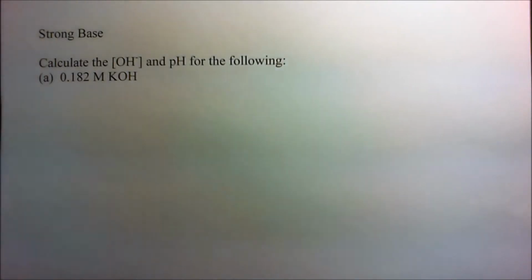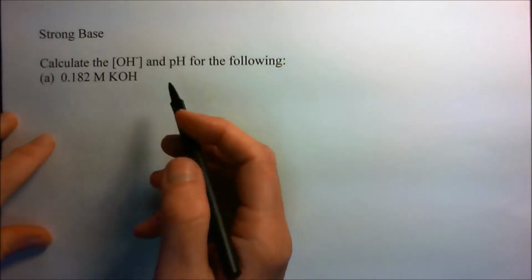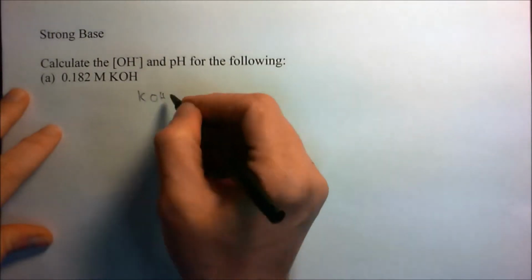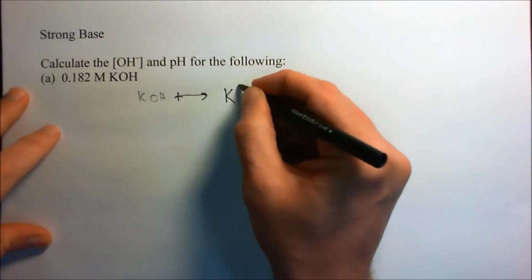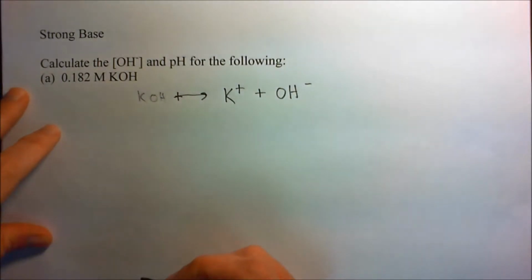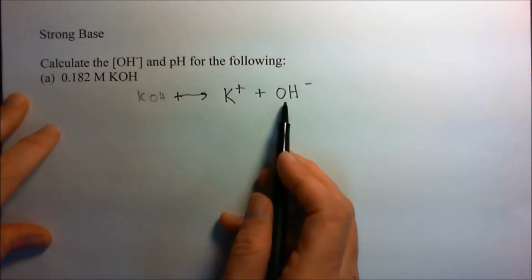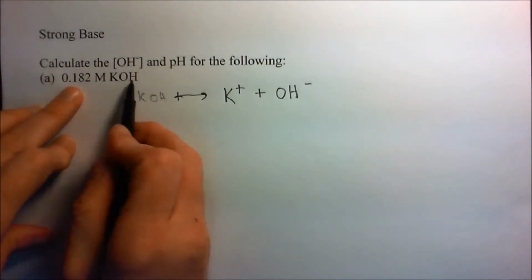So let's calculate the pH and the OH concentration if we have a known concentration of potassium hydroxide. We have 0.182 molar potassium hydroxide. Recall that there's only one OH on there, so since it's a strong base, it's going to go to complete dissociation just like this. And so for every mole of KOH we have, we'll get a mole of OH minus, the hydroxide. So we already know what the concentration is.